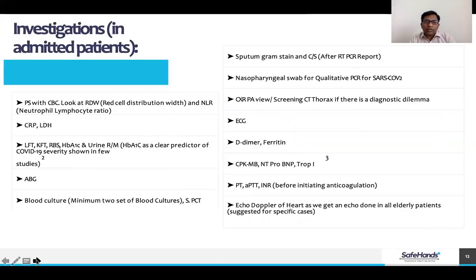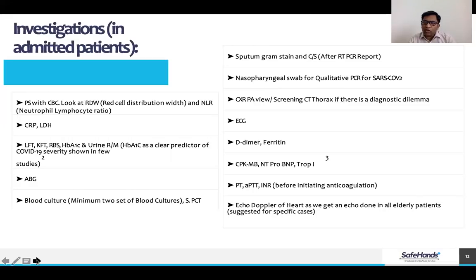Investigations in admitted patients: preference is given to CBC, look for red cell distribution width and neutrophil lymphocyte ratio, which is important. Markers like CRP, LDH, LFT, KFT, RBS, HbA1c, and urine protein with microscopy. HbA1c is a clear predictor of COVID-19 severity, shown in a few studies. ABG, blood culture, minimum 2 sets, with serum procalcitonin levels. Sputum Gram stain if the patient is having sputum.